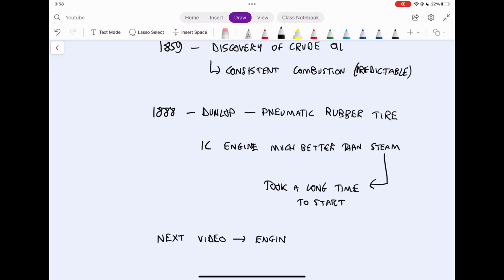In the next video, we're going to take a deep dive into engine classifications and look at all the different ways in which we can classify the different types of engines that exist today.